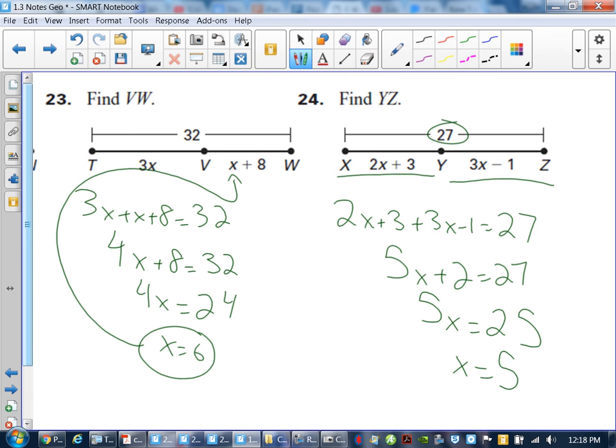So if x is 5, y is z then is going to be 3 times 5 is? Subtract 4 and you get, or excuse me, subtract 1 and you get? 14. All right. Okay. Hopefully.